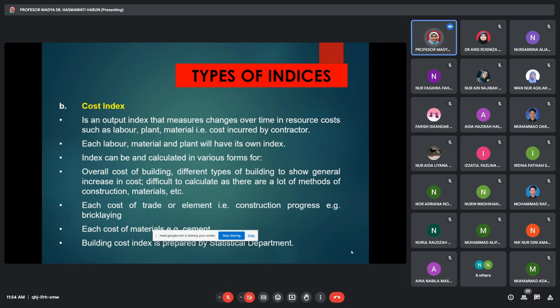Alright. Overall cost of the building, different types of buildings. Yep, there are a lot of methods and calculations to arrive at this particular index. Yeah, they use a scientific method to calculate the prices. Okay, for example, the price of cement. Cement has increased. In my time, I could buy a bag of cement for RM13. Yeah, Portland cement was RM13.